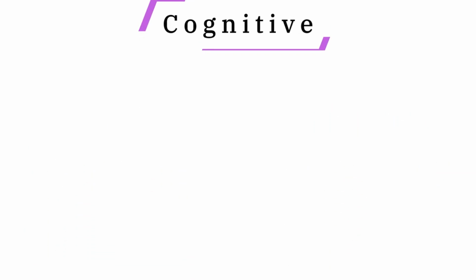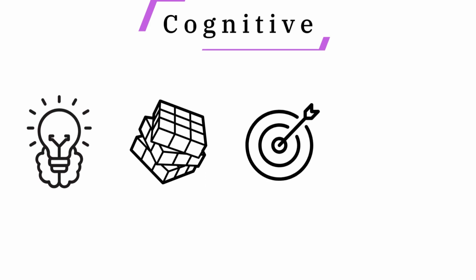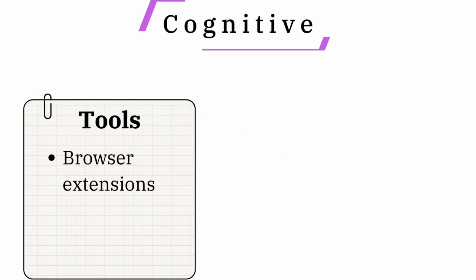Cognitive. A person with a cognitive disability has greater difficulty with mental tasks than the average person. Cognitive disabilities are by far the most common type of disability. Some aspects of cognitive disabilities can include memory, problem solving, attention, and comprehension. An example of an assistive technology to help someone who has a cognitive disability is a browser extension that allows certain overrides within a course.